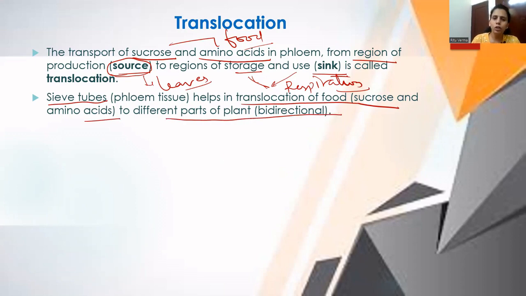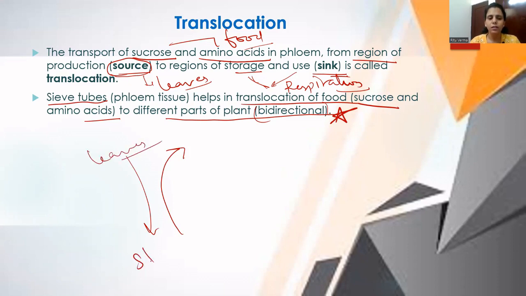And this conduction of food by phloem tissue is actually bidirectional in plants. This is an important point, okay? It is bidirectional in plant. It could be either from upper parts of the plant to the lower parts, or it could be from lower parts of the plant to the upper part, maybe from leaves to roots, or maybe from roots to the leaves, okay?